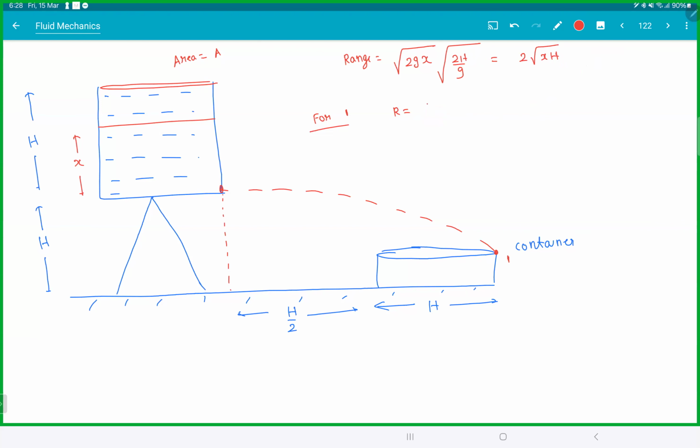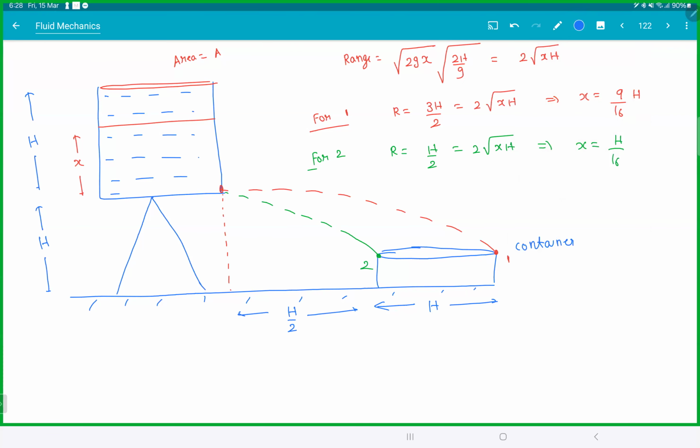So for the first case, range is 3h by 2, which is 2 into root over x into h. Square it on both the sides. You get x is equal to 9 by 16 h. Same thing if you do it for point 2. So that will be somewhere here. Range is h by 2, which is 2 into root over x into h. x will be h by 16.